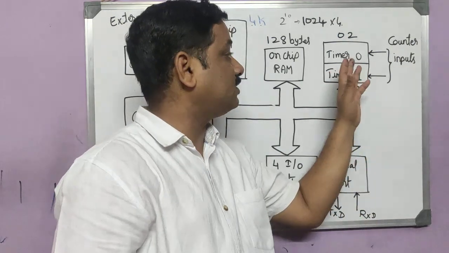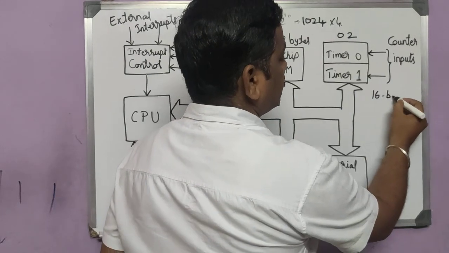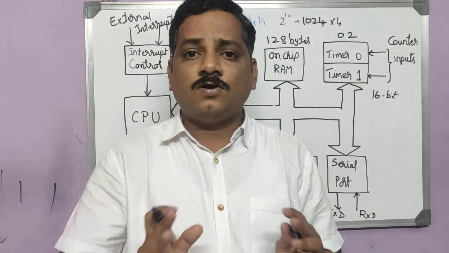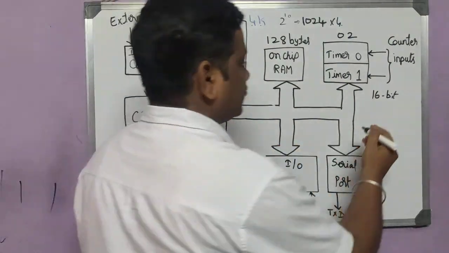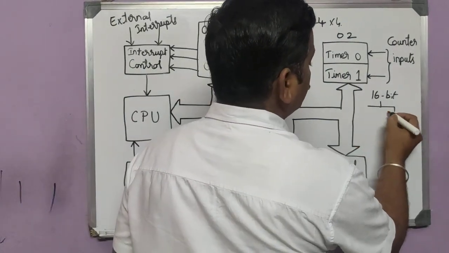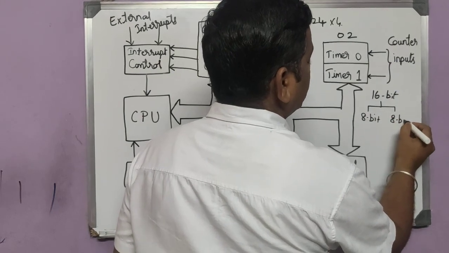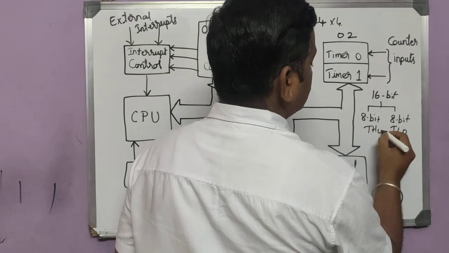These timers are 16 bit. The size of the timer is 16 bit. But as we know, the microcontroller is an 8-bit processor. It will not deal with 16 bits directly. If it is 16 bit, it will split it into two 8 bits, like this. It will name these TL0 and TH0.